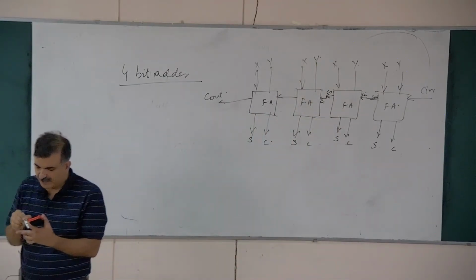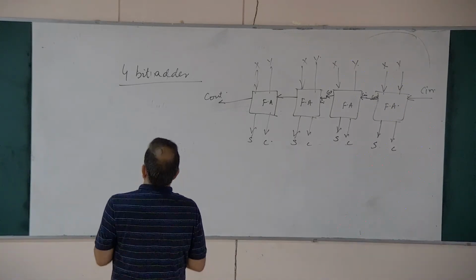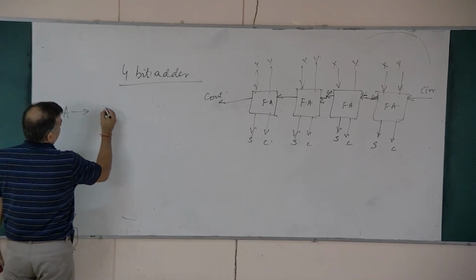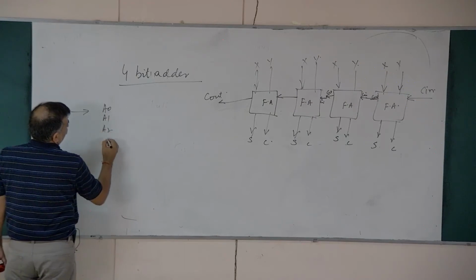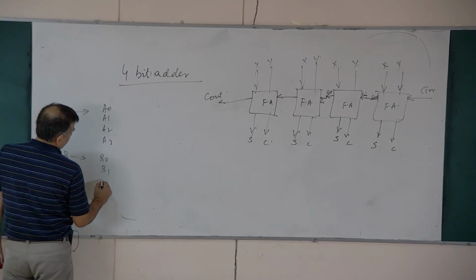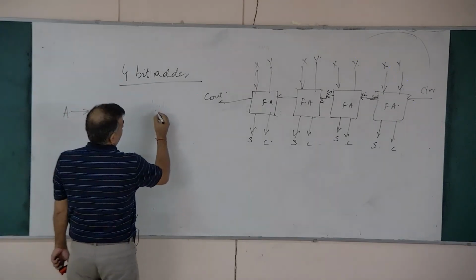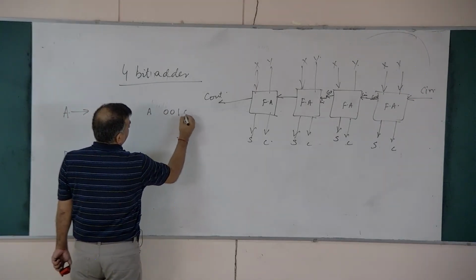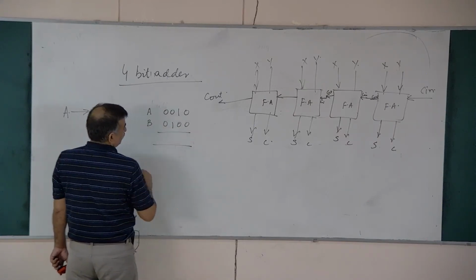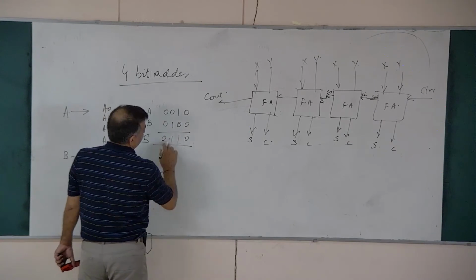Now, this circuit is capable of performing a 4-bit addition operation. For example, if I say I have a register A which comprises 4 bits, A0, A1, A2, A3. Similarly, register B which comprises 4 bits, B0, B1, B2, B3. If I want to perform the addition of A register which has 0, 0, 1, 0 and B register 0, 1, 0, 0, what is the output? The output should be sum S 0, 1, 1, 0, 1, 1, 0.